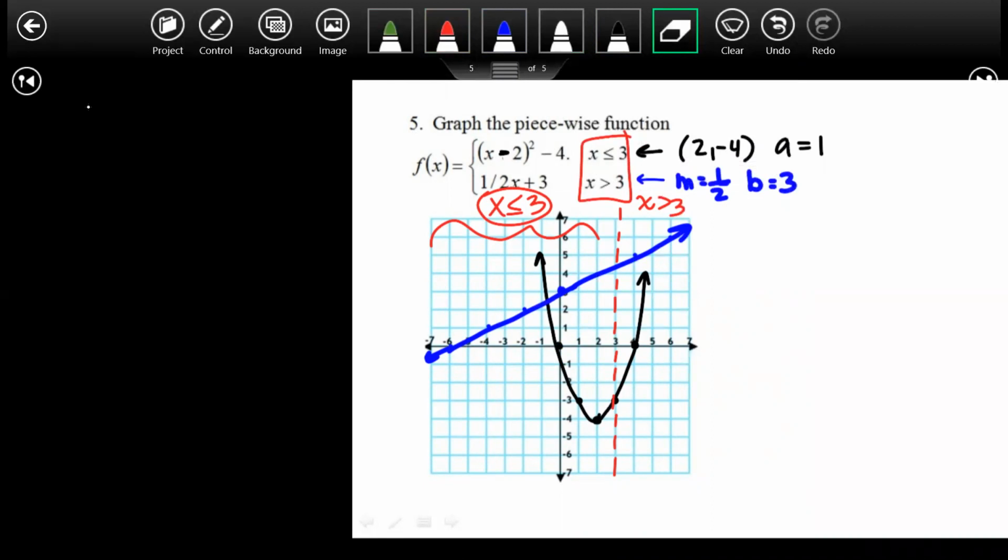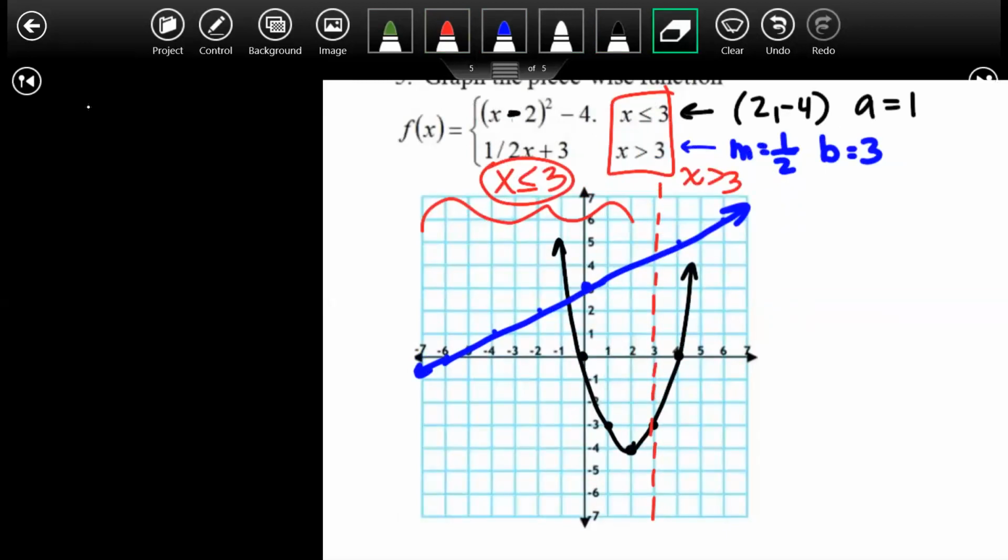What are we looking at? Anything less than 3 is going to take on what? The quadratic, or is it going to take on the line? It's going to take on the quadratic, so it's going to take on everything that's in black. So get rid of everything else that's not black from the left-hand side of the line.